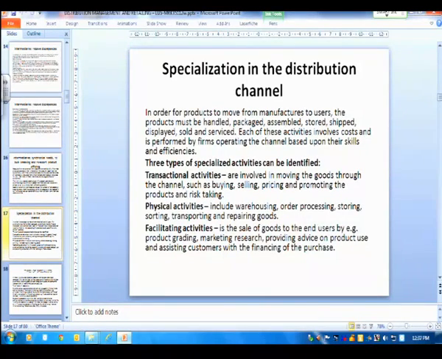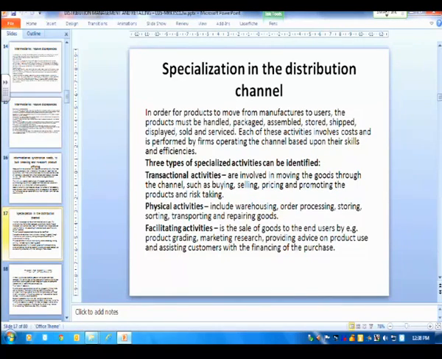Specialization in the distribution channel. Now we are saying in order for products to move from manufacturers to users, the products must be handled, packaged, assembled, stored, shipped, displayed, sold, and serviced. Each of these activities involves costs and is performed by firms operating the channel based upon their skills and efficiencies.